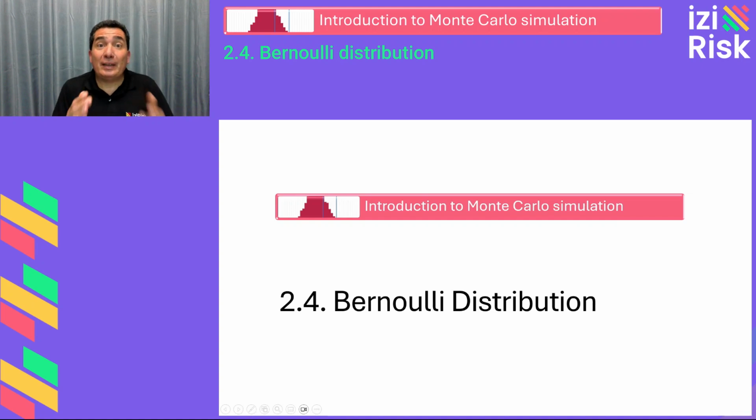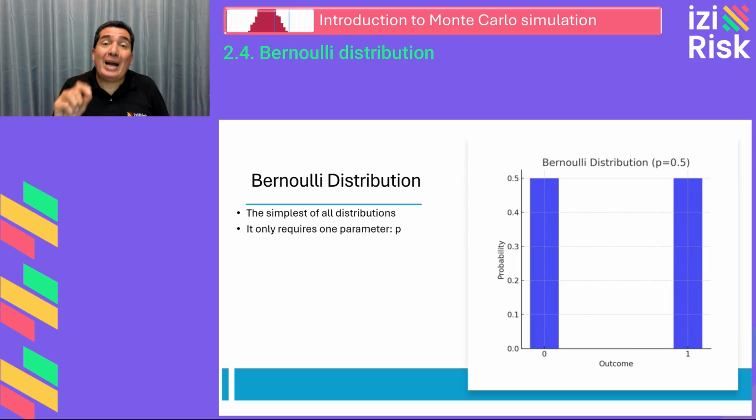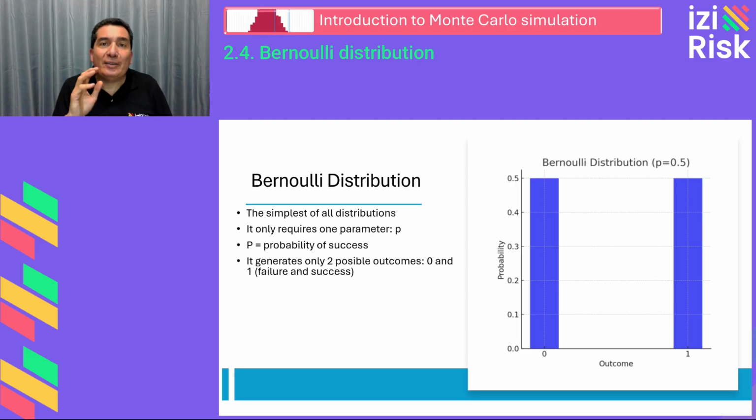The simplest of the discrete distributions is the Bernoulli distribution. Let us begin with it. The Bernoulli distribution requires only one parameter, P, the probability of success of an event. This is a simple distribution because it generates only two possible outcomes, a 0 or a 1. That is, it is a binary distribution.